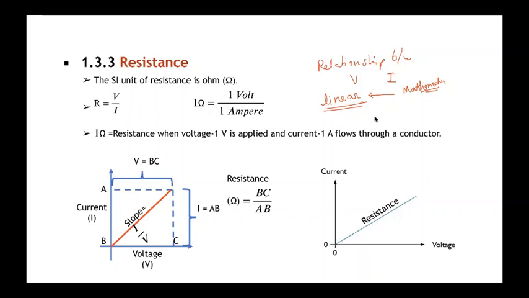Okay, linear is something that means the relation is one-to-one. For example, we have seen that the ratio is constant, right? V by I is your constant. The linear relationship, mathematically, is something like this.